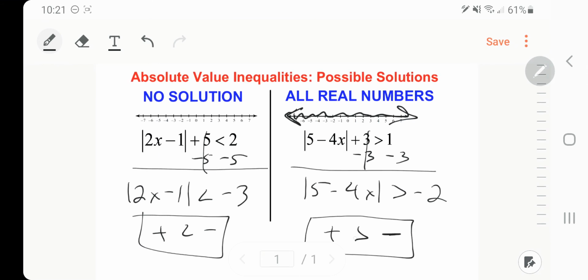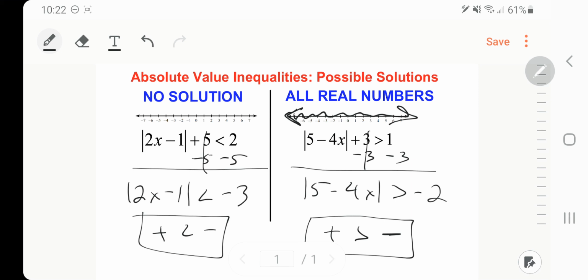Okay, so what I highlighted down here is just a quick explanation of the difference between these two questions. Again, on the left side, we know a positive number can never be less than a negative number. It is impossible, so that's why that one is no solution. And on the right side, we know that this absolute value is positive, which means it is always greater than our negative number.